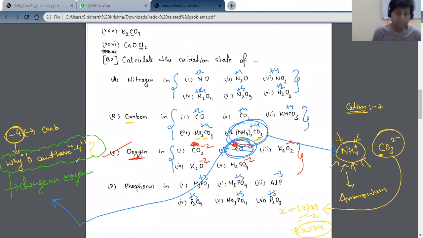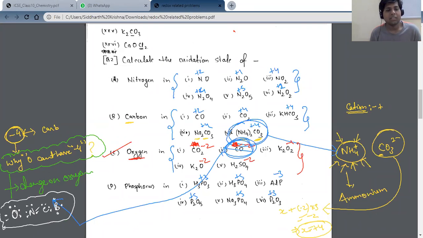In the outer shell it has 6 electrons. You didn't know this? See, oxygen has 6 electrons. Nitrogen has 5 electrons. These things you have to memorize. Carbon has 4 electrons. Boron has 3 electrons. Chlorine has 7 electrons, correct? But chlorine exhibits a variable valency as well.